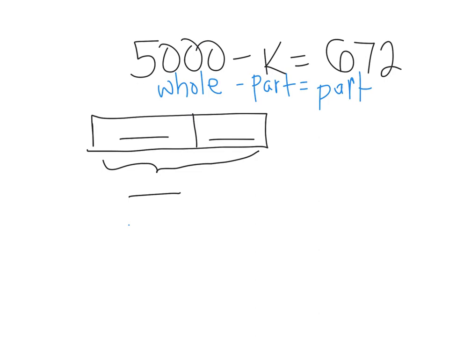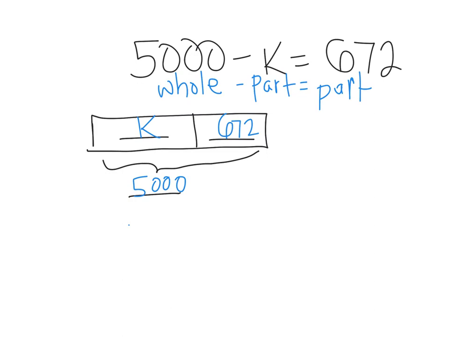Our whole is those 5,000 Kit Kat bars that we had. One part is the part that was left, 672. And the other part is the part that we took, so those kids ate all those Kit Kat bars. That's how we do our bar model. Now looking at my bar model, I can see I've got 5,000 and I need to take away 672 to get the k, because taking away one part will give me the other part.